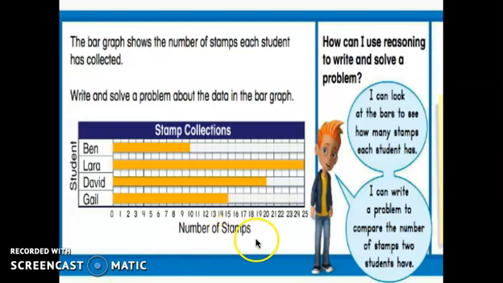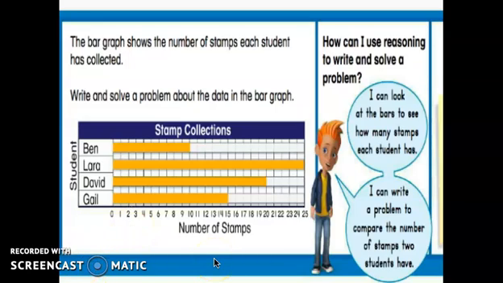Now, before you do that, let's take a look at something else. It says, how can I use reasoning to write and solve a word problem? Well, let's see. It says I can look at the bars to see how many stamps each student has, which is right over here, the number of stamps, okay? Then it says I can write a problem to compare the number of stamps two students have. So we're going to use two students and compare that number.